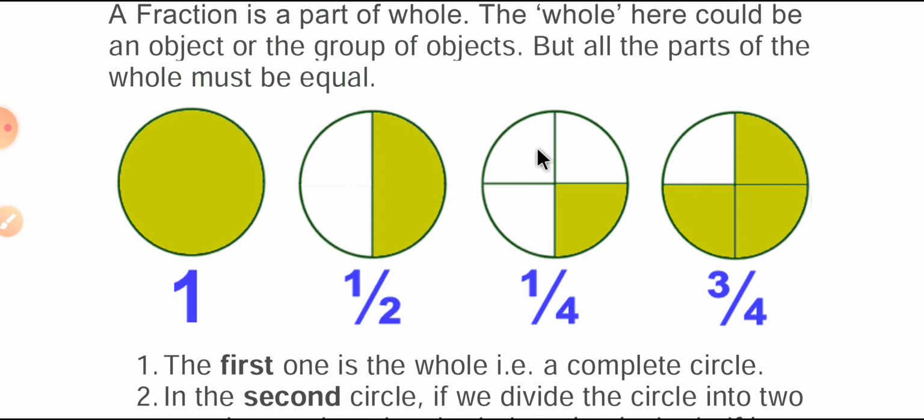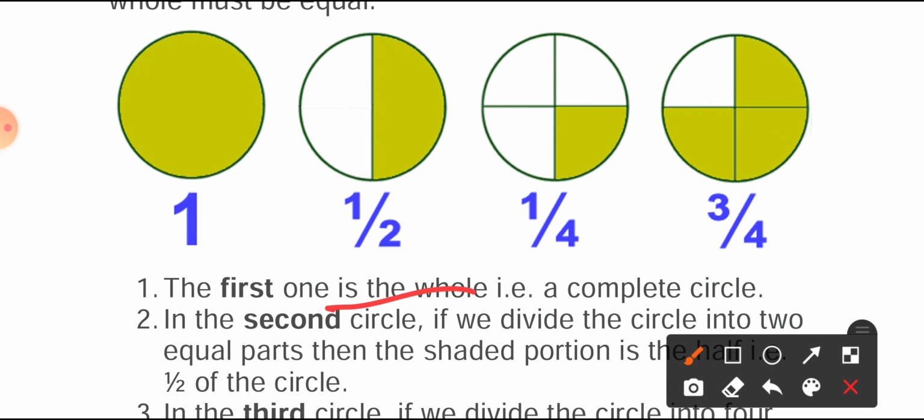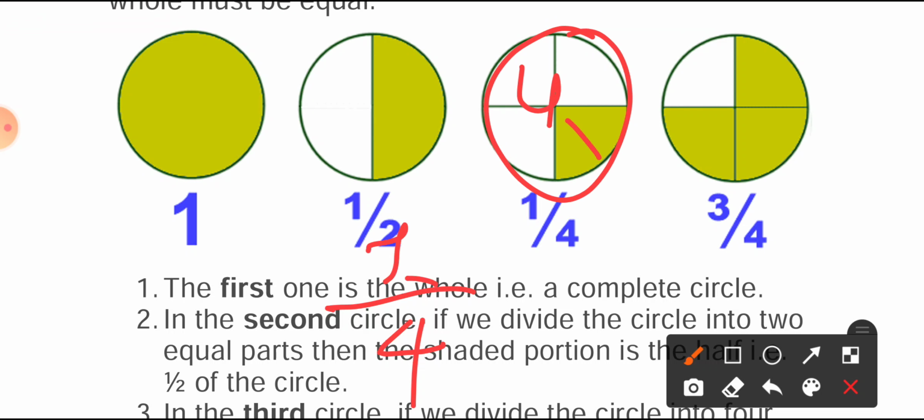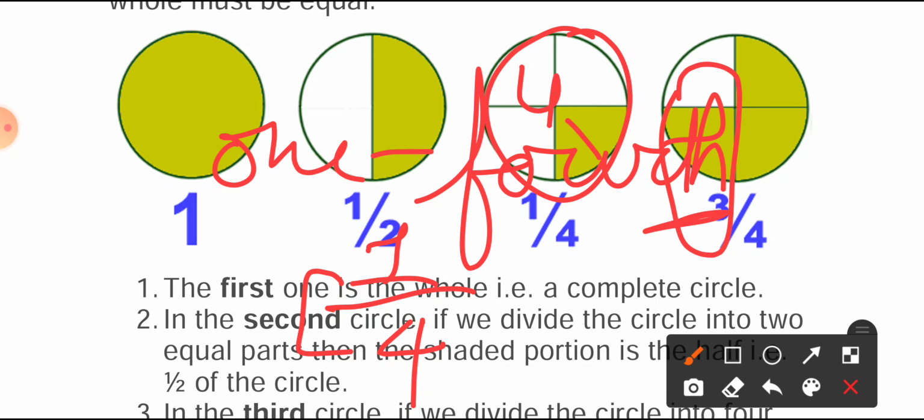Here you can see how many parts are given? 1, 2, 3, 4. Out of 4 parts, only one part is shaded. So the fraction will be 1 upon 4. So in the denominator you have to write the total parts. Here total parts are 4, and out of this only one part is shaded, so 1 upon 4. And we will read it as one fourth, F-O-U-R-T-H. To the denominator word you have to add TH. So 1 upon 4 can be read as one fourth.